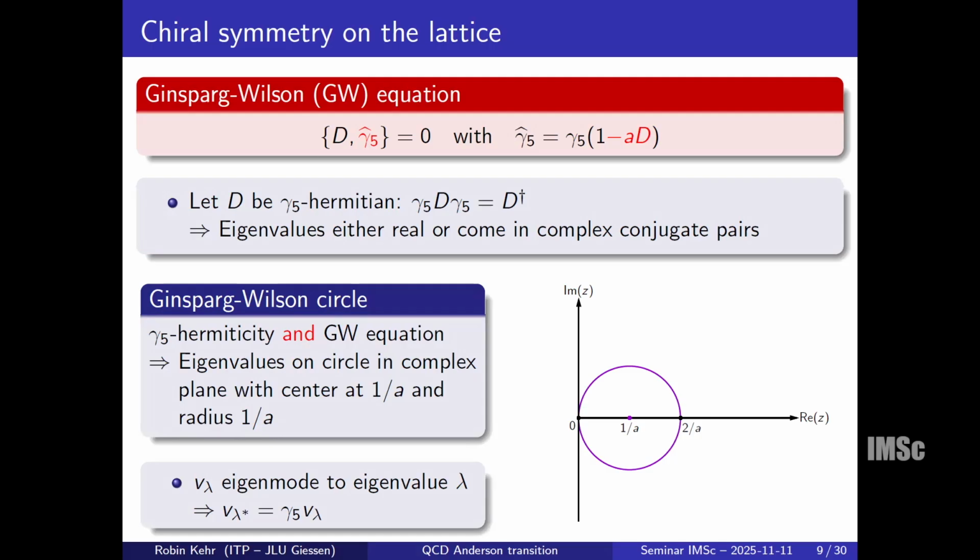Also, if v lambda is an eigenmode of the Dirac operator, then it follows that the eigenmode of the complex conjugated eigenvalue is just gamma 5 times v lambda. So they're directly related to each other. And obviously if you go to a smaller lattice spacing, then the circle increases more and more. So at the end, we end up on the imaginary axis, where it should be in the continuum limit.